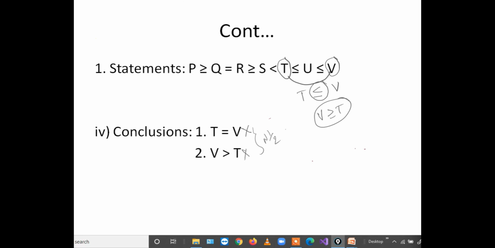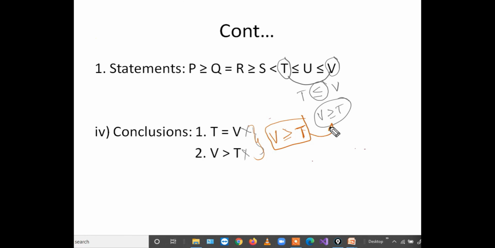Before confirming that answer as neither conclusion 1 nor 2, we have to do one more thing here. What is the thing? Observe the parameters, observe the elements. If you observe the elements in both the conclusions, the same elements are there, V and T. So individually fail, but if we try together, here is V and here is T. V to T, what is the relation? Greater than. Here V to T, what is the relation? Equal to. So overall, what is the relation? V is greater than or equal to T.